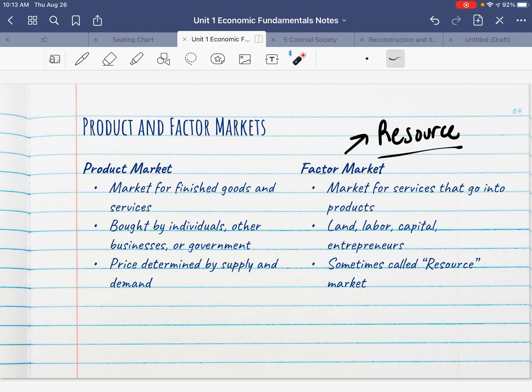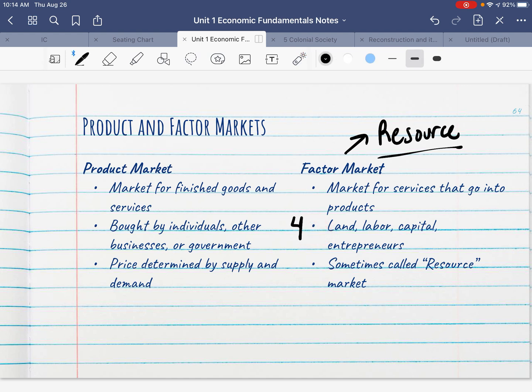Now, the other side of this is the factor market, and sometimes it's called the resource market, which is why I wrote that here. And that is the market for services that go into products. So every product that you buy is made from different things. The tangible materials it's made from, like shoes are made from fabric and rubber and zippers and shoestrings. And also the other things that went into making that, such as the hours that people worked making those shoes, the machines that fed the fabric, or the sewing machines, the building that the shoe factory is in, that sort of thing.